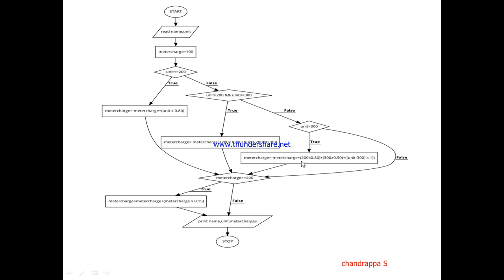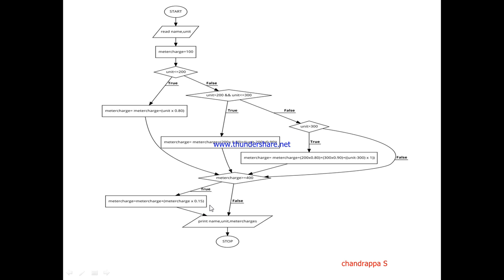After calculating the electricity bill, check whether the bill is greater than Rs 400 or not. If the bill is greater than Rs 400, then add 15% of additional charge to the meter charge, that is calculated by meter charge equal to meter charge plus meter charge into 0.15.